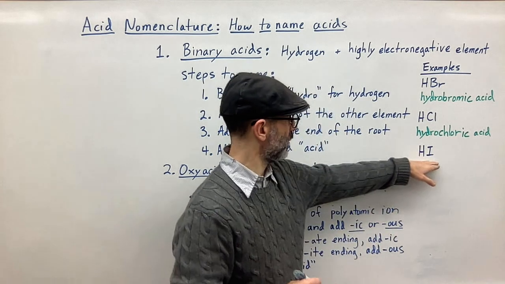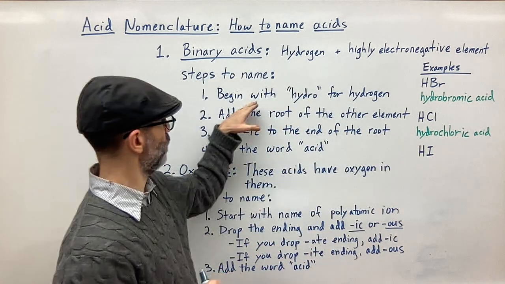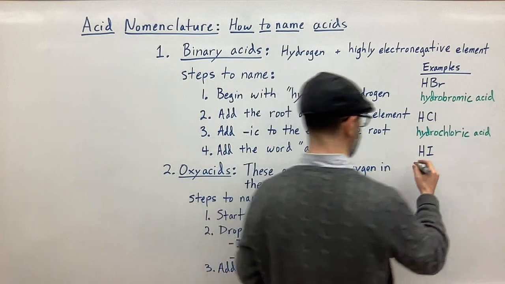And then finally we have HI. Again, it's a binary acid, no oxygen. So we're going to begin with hydro, hydro for hydrogen.